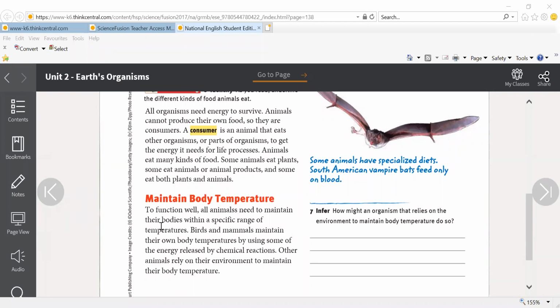You remember homeostasis? We know how to maintain the internal body condition. The animal needs to maintain it. I said that for homeostasis, just remember balance, like a bicycle. To function, all animals need to maintain their bodies within a specific temperature. Birds and mammals maintain their own body temperatures by using some of their energy. Other animals rely on the environment. If it's very hot or very cold, they rely on the environment. Some of them do it by themselves.